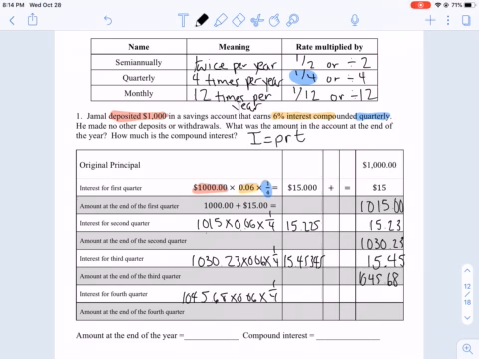All right, 15.6852, which is 15.69 when you round. To find our final amount, we just go ahead and add those two together. 1,045.68 plus 15.69. And our answer is 1,061.37. So our amount at the end of the year is 1,061.37, and we made $61.37 in interest. So that's the book way.